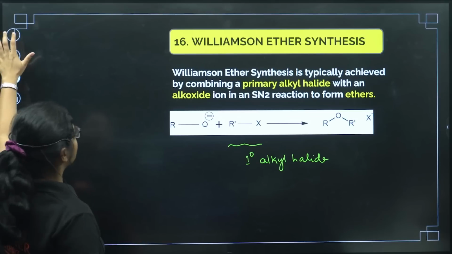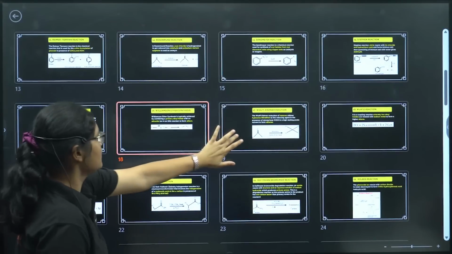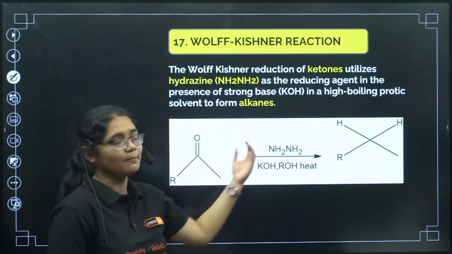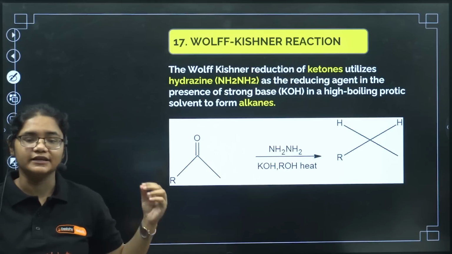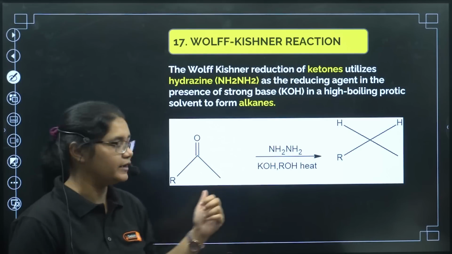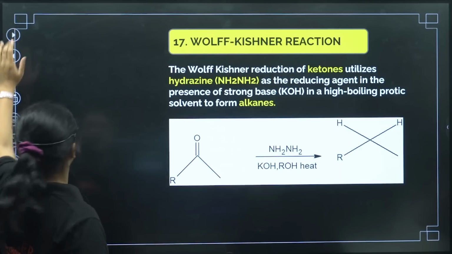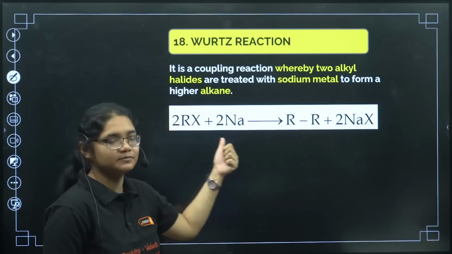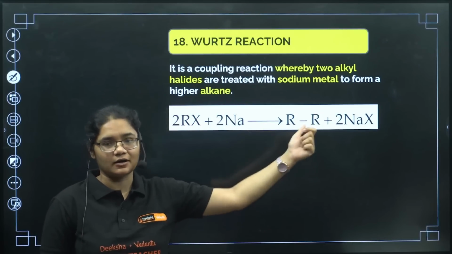Okay, so please take primary alkyl halide, otherwise elimination reaction will dominate. Next I have here Wolff-Kishner reaction. So this is also conversion of carbonyl compounds to hydrocarbons. Reagent we have to use is NH2NH2, KOH and ethylene glycol. Next we have the 18th one, Wurtz reaction, that is RX plus Na, that gives me R-R plus NaX.